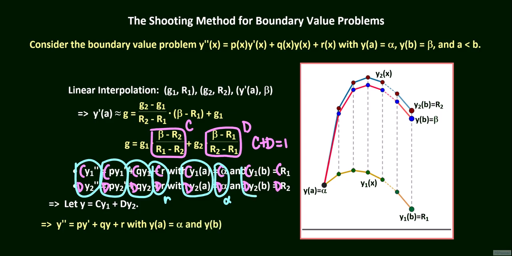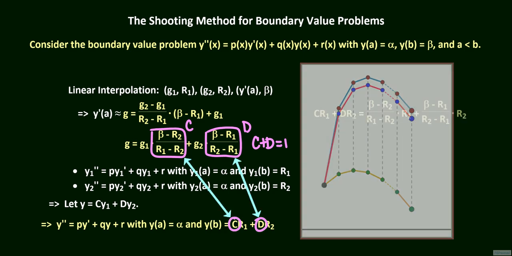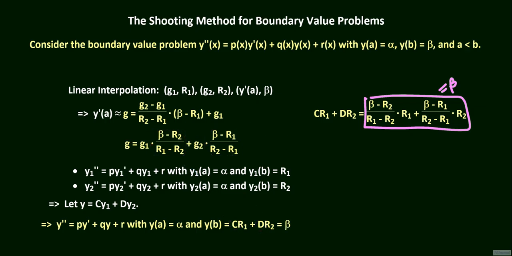y of b equals c times y sub 1 of b plus d times y sub 2 of b, or c times r sub 1 plus d times r sub 2. We replace c and d with their respective definitions. Simplifying this, we should find that c times r sub 1 plus d times r sub 2 equals beta. And so, if y sub 1 and y sub 2 are the exact solutions of their respective BVPs, y equal to c times y sub 1 plus d times y sub 2 satisfies the main boundary value problem in this lecture. And we can use linear interpolation to find the shooting method's estimates for y of x sub i.